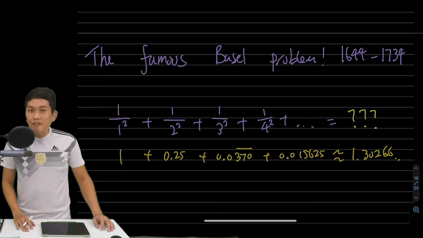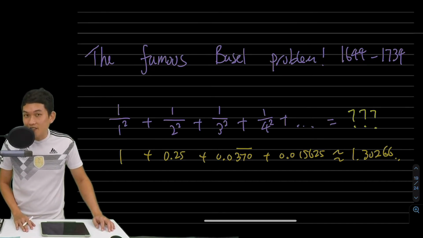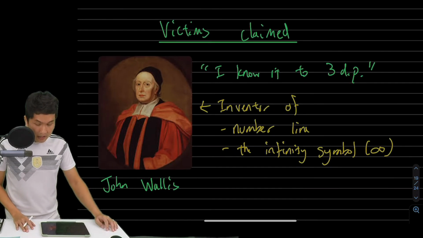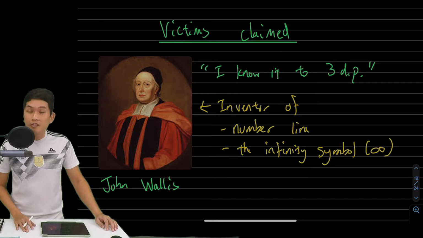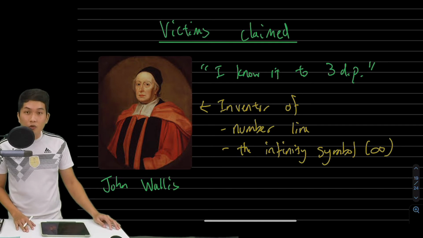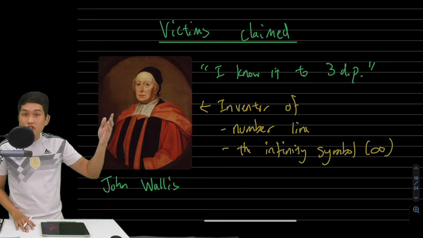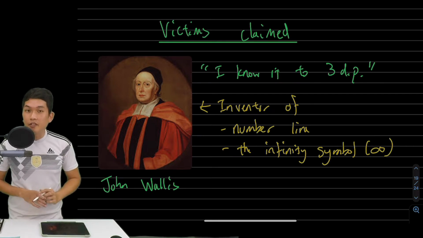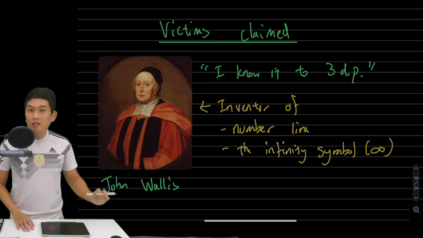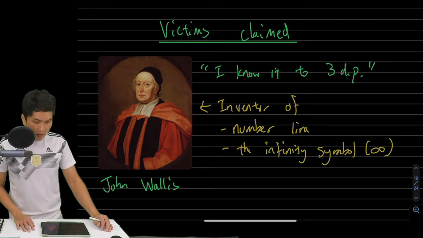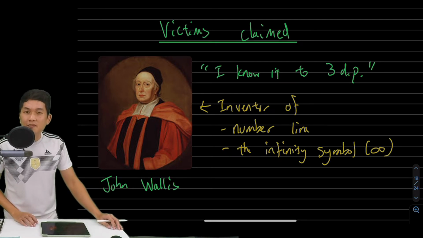Now, let's look at some of the famous mathematicians who tried their hand at this famous problem. So the first one is John Wallis. You might know him as the person who invented the number line. Now we use the number line for many things like solving quadratic inequalities, linear inequalities, or just teaching children how to count from 1, 2, 3. He was also the person who invented the infinity symbol. John Wallis managed to work it out to 3 decimal places. He claims to know it to 3 decimal places. So he probably worked out more than just the first 4 terms, right?